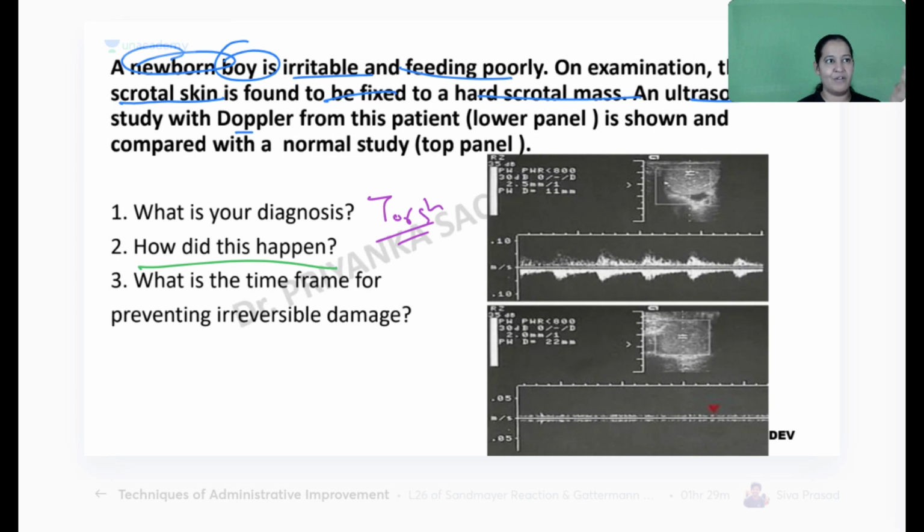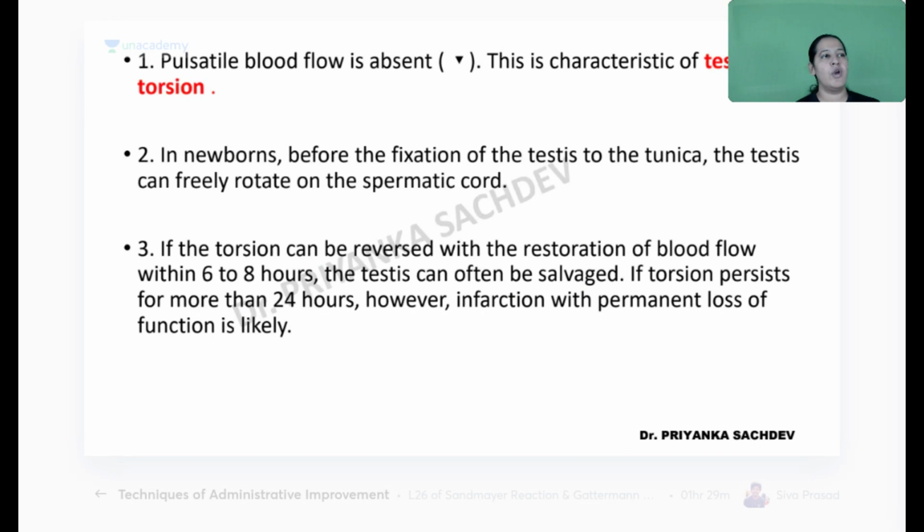I have told you, due to the twisting of the testes. What is the time frame for preventing irreversible damage? So you have to do the surgery within 6 to 8 hours. Within the next 6 to 8 hours, if you plan the surgery, it's okay.